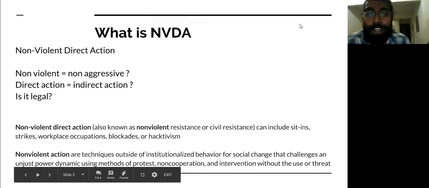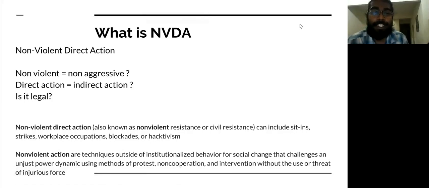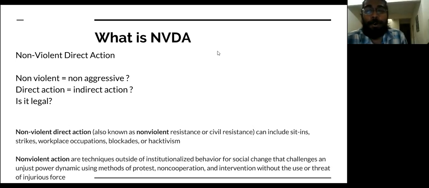So today we're gonna be talking about nonviolent direct action. Okay, so what is it? What is nonviolent direct action? Nonviolent direct action, or NVDA for short, is basically what the word says. It's nonviolent, meaning we're not aggressive. Every time an action is performed under the banner of NVDA, we are not being aggressive, we are being passive. We may stop workflow, we may stop things from happening normally, but we do not harm anyone.